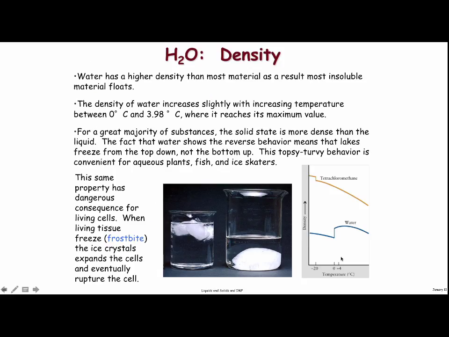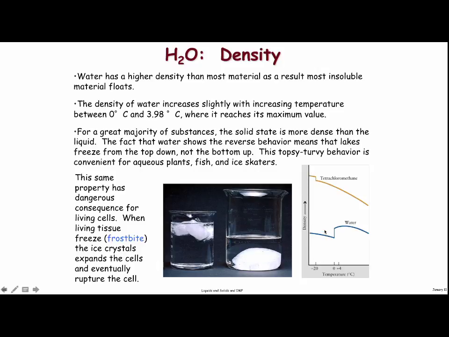The density of water is one of the highest. This is an example of water and ice. This is an example of a chemical that is not water, and generally for most substances, the density of the solid, because it's much more compact, is going to be higher than its liquid form.